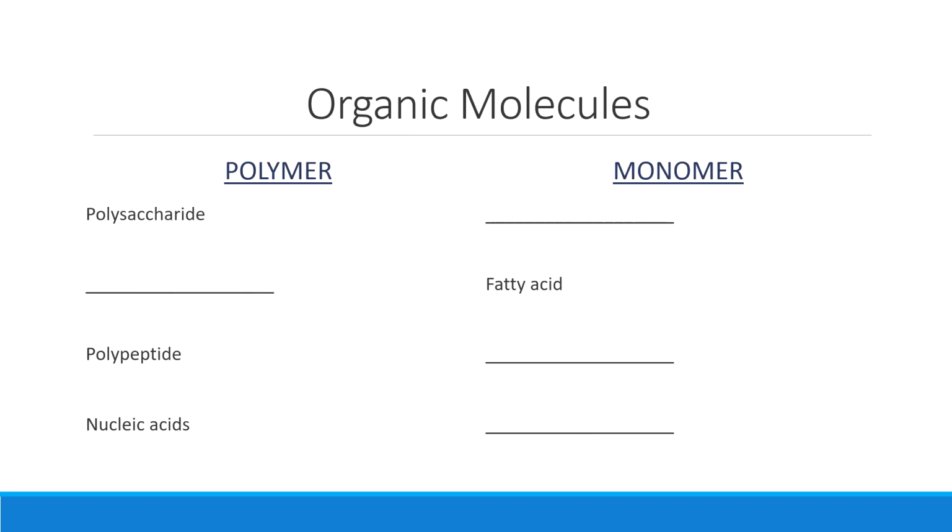Now that we've talked about all of our types of organic molecules, don't forget about this last slide where I ask you, what's the polymer? What's the big name? What's the monomer? What are the names of the little pieces? Use the previous videos, use your notes to fill in these blanks on the table. Make sure we can remember these monomers and polymers.